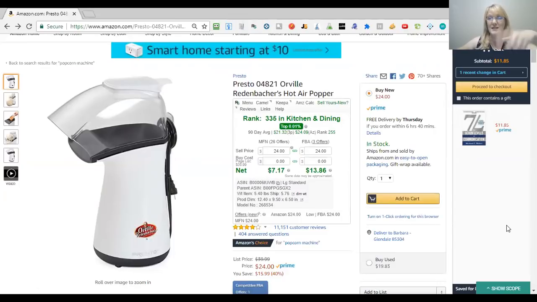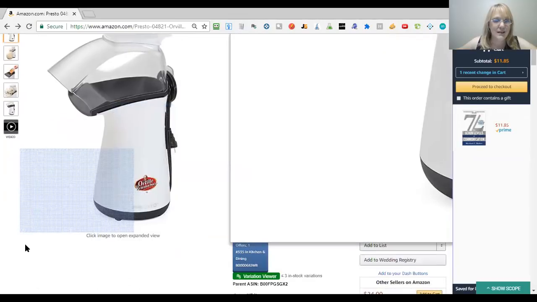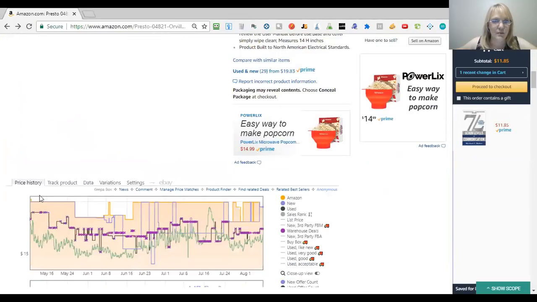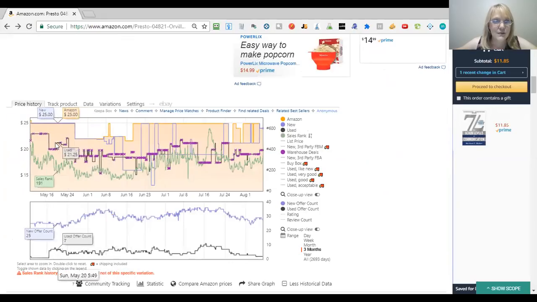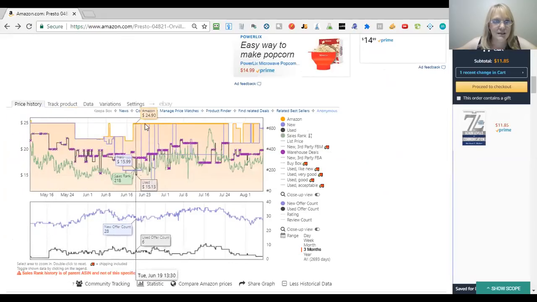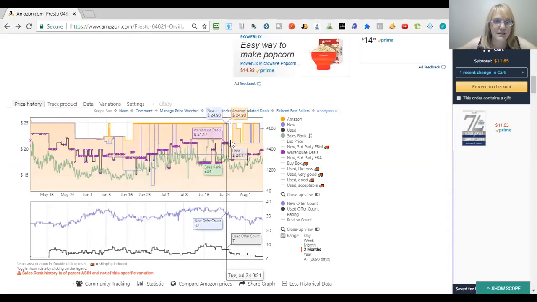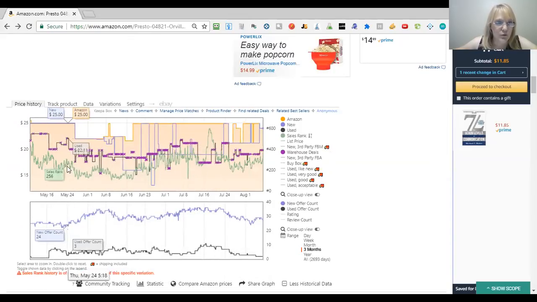So that tells me, as a snapshot right on the screen, a 335 rank in Kitchen and Dining. Do you think people are buying this? Yeah. So let's see if that is consistent or if it's a seasonal item. I've got the Keepa chart that comes up right here. That looks fairly consistent. I don't really care if the price is consistent, but what I want to see is that the rank is consistent.